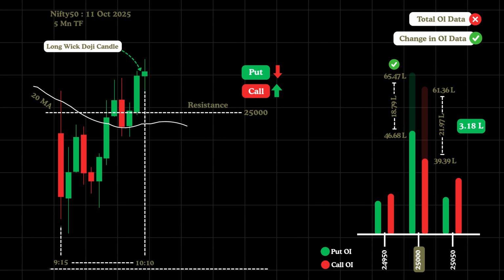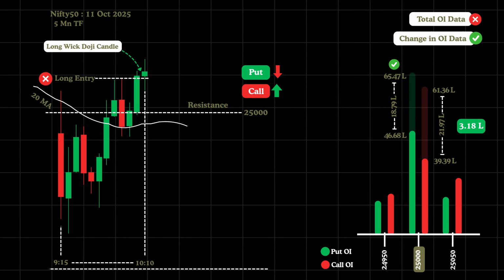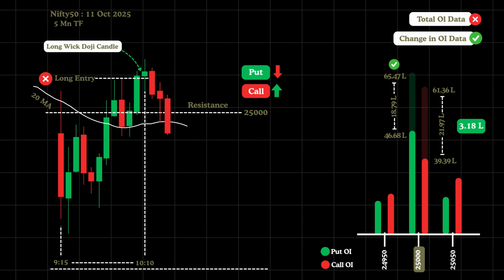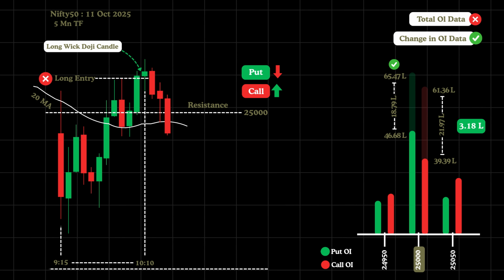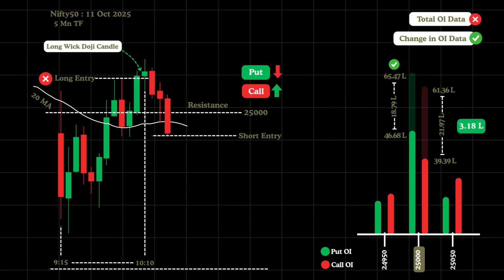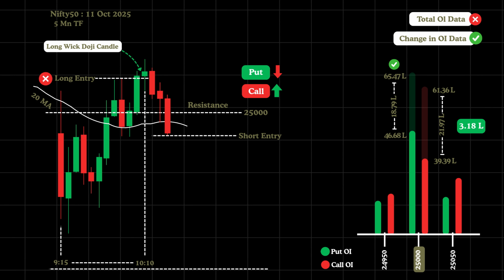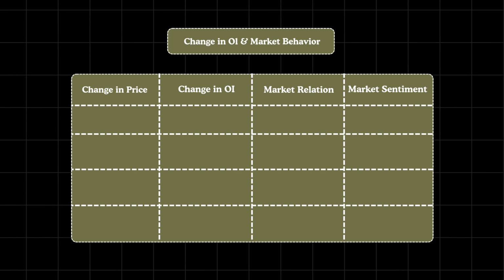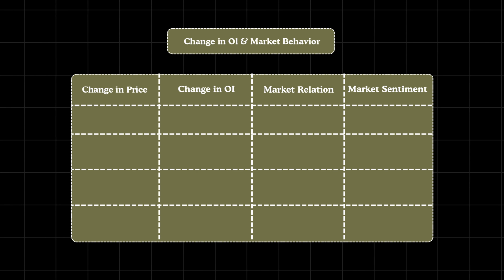Therefore, we cannot even think of taking a long trade here. Hence, as soon as the price encounters resistance from above and then closes below the 25,000 level, we can avoid getting trapped in such fake breakouts by entering a short trade, keeping in mind the bearish price action and open interest data. Here are some parameters for applying the change in open interest strategy correctly.